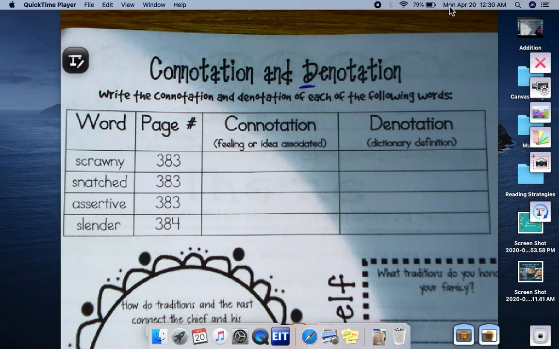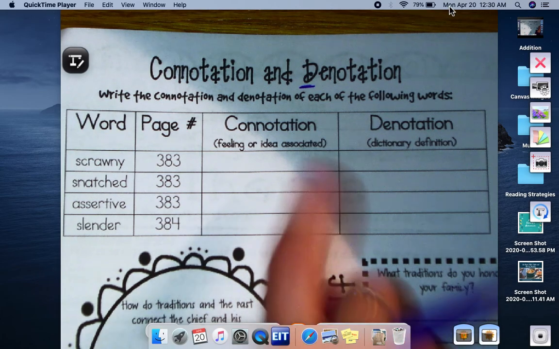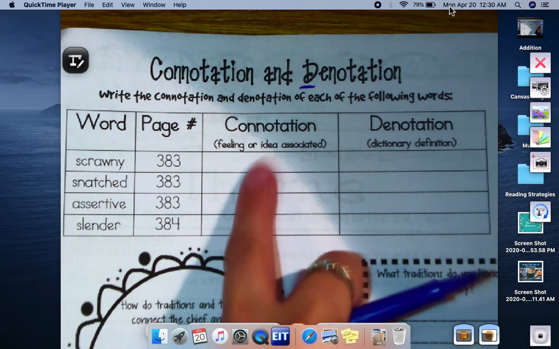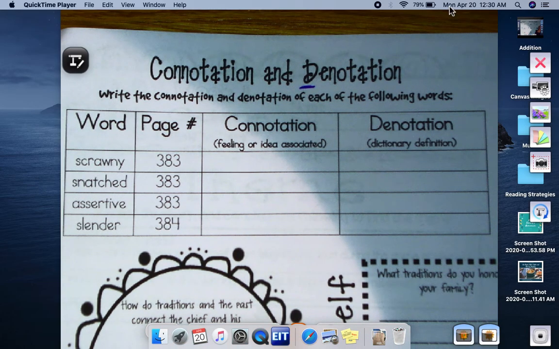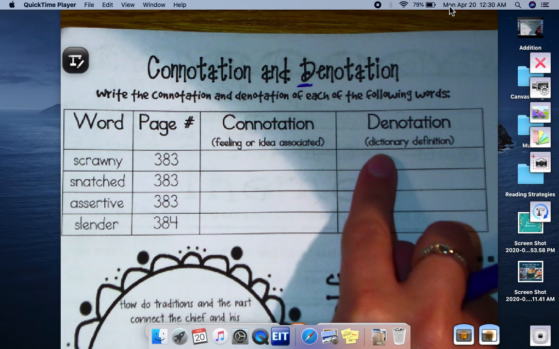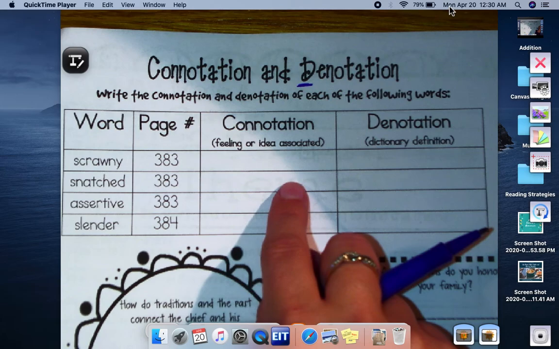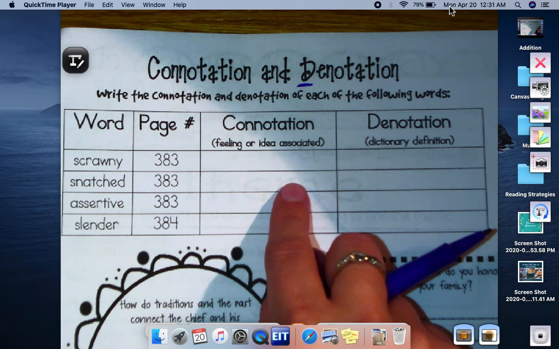Denotation is the literal definition of a word, what you would actually find for the word in a dictionary. The connotation is that feeling or idea that's associated with the word. So a word's connotation is the feeling of a word or the effect that it has on the reader. It's related to the actual meaning, but it comes across in a slightly different way. It comes from the way it's used, okay?